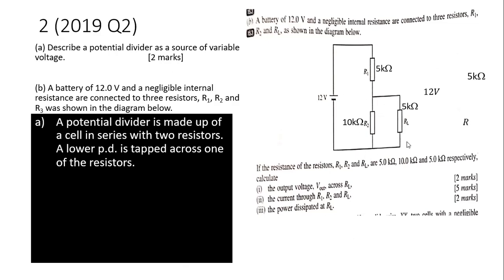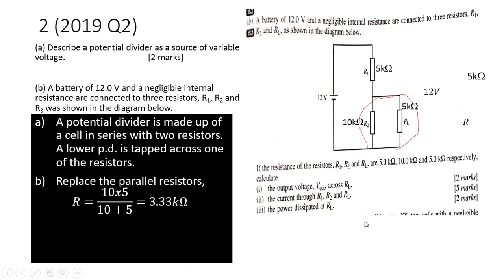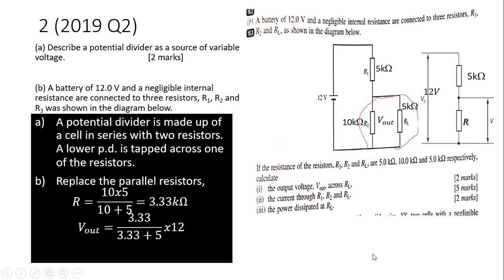Combine these two together to find one resistor, then it becomes a potential divider. Replace that, and your V out is there. This is your 12 volt, this is your 5. Replace these two. Calculate it your own way: 1 over 10 plus 1 over 5, add them and then take the reciprocal. That's your R. And use your potential divider formula: R over the combined times 12. Okay.